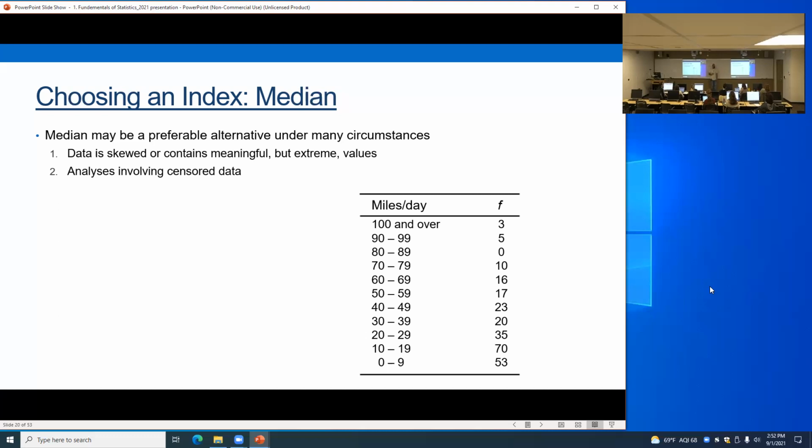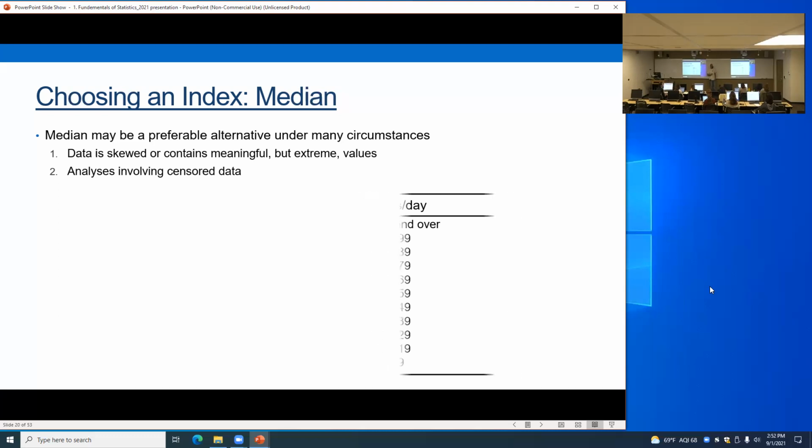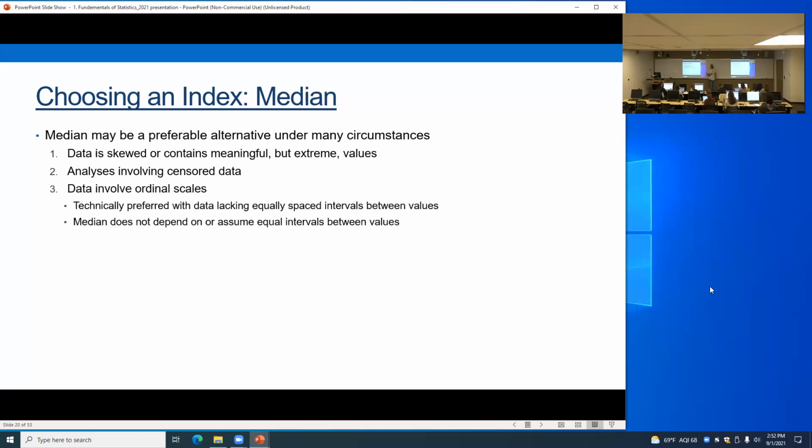Can I calculate a mean on this? Nope, I don't have enough information to do that, but I can calculate a median, right? So I can say, all right, those three folks, I don't know exactly how many miles they drive, but they're there. I start counting in, find the center, and now I have a median, and I'm good to go. So with our censored data, we can go through and use our median, it's nice.